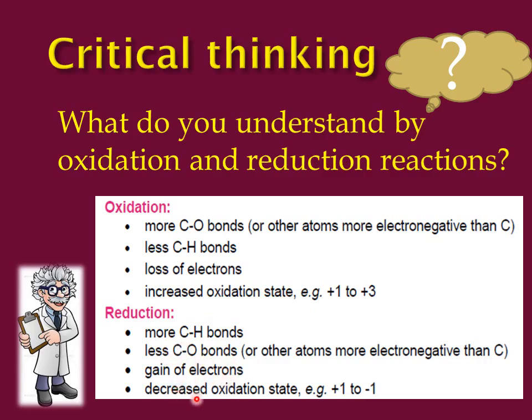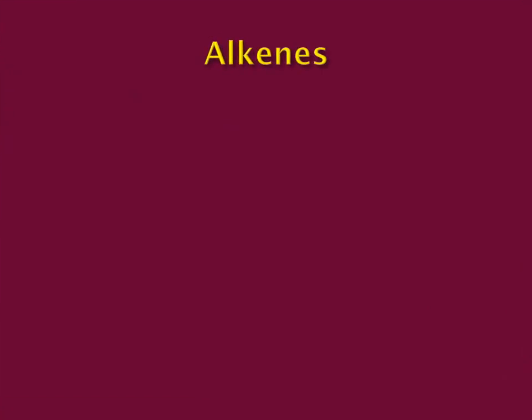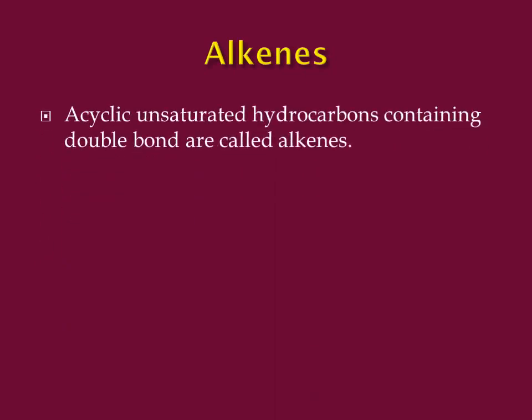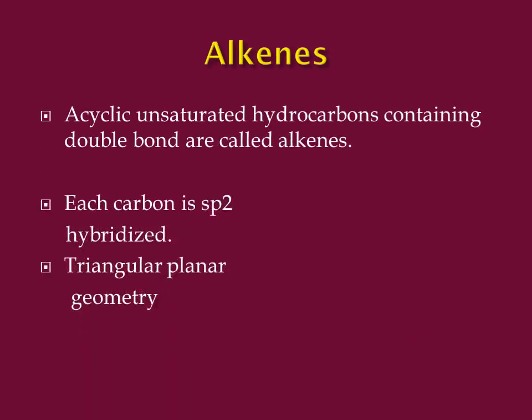Now students, let us start alkenes. Acyclic unsaturated hydrocarbons containing double bonds are called alkenes. Each carbon atom of alkene which is making a double bond is sp2 hybridized, having a triangular planar geometry. So this carbon atom over here is sp2 hybridized, making a triangular planar geometry.